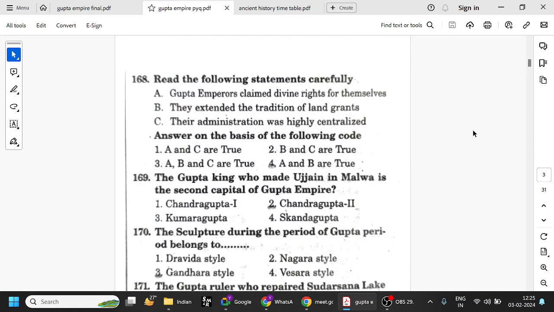Read the following. Gupta emperors claimed divine rights for themselves. They extended the tradition of land grants. We've seen that is one of the reasons for the decline also, because they gave a lot of land grants and nothing much was left for the king. Their administration was highly centralized. We saw that from the Ashokan period onward it was slowly getting centralized, but in the Gupta period there are many provinces, so it wasn't that centralized. Administration was not very highly centralized. Even though the king was the center of power, there are Vishayas and Bhuktis. The provinces are called Bhuktis, and the subdivision of that is Vishayas. So there are multiple layers of administration.